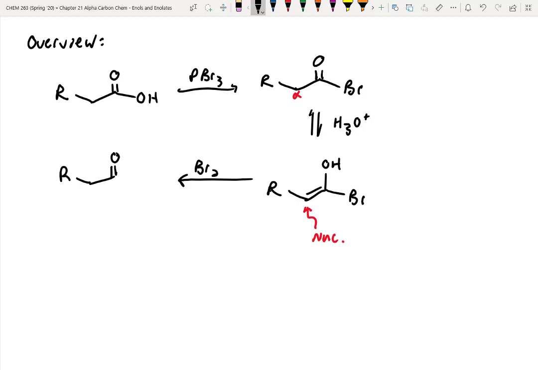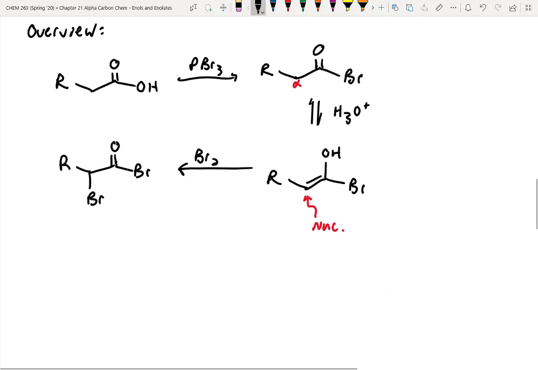When we do that, we'll get the alpha brominated product, but the bromine on the other side is still there. All right, so at this point, we've got our alpha brominated product. We can convert this back to a carboxylic acid by simply reacting it with water. We saw in the previous chapter, these acid halides will react very quickly with water and convert right back to the carboxylic acid.